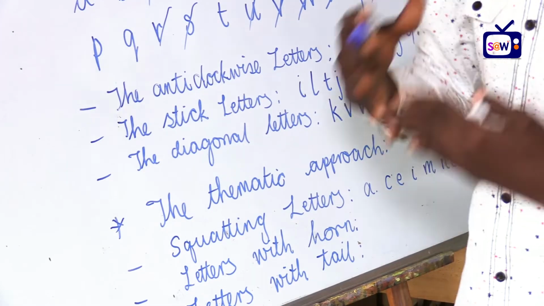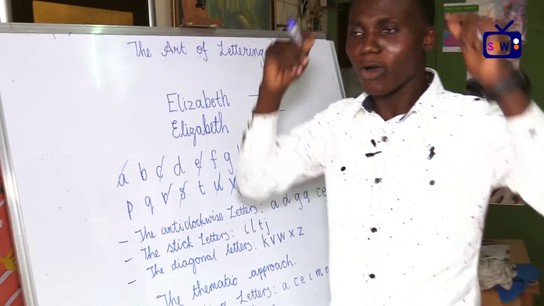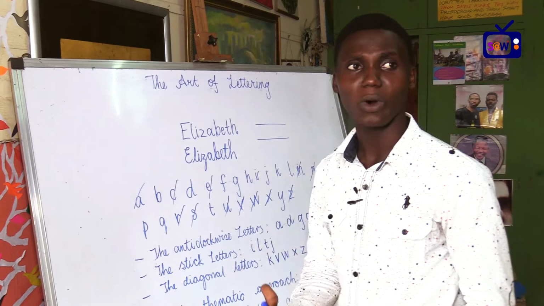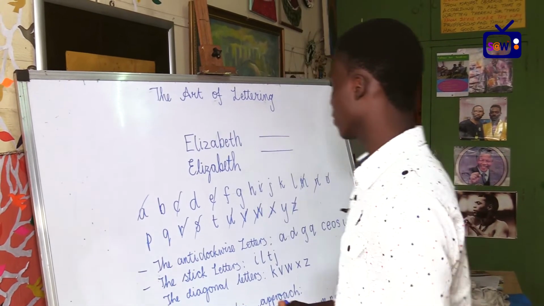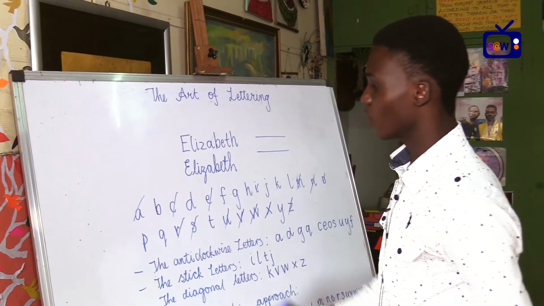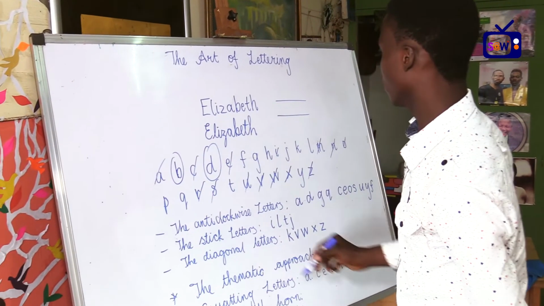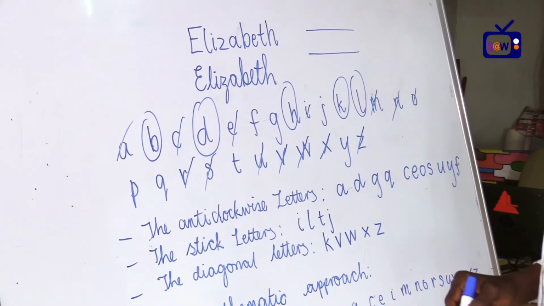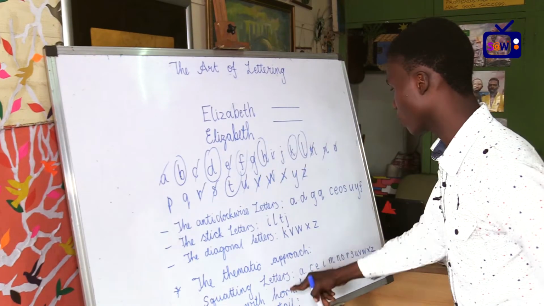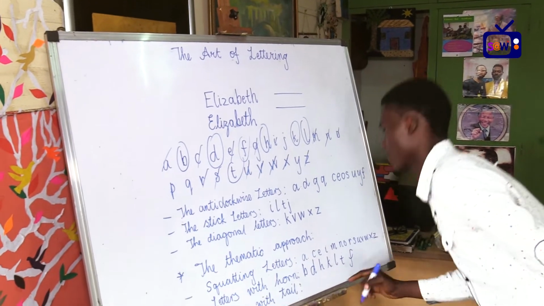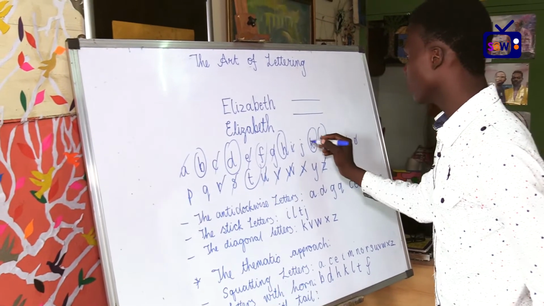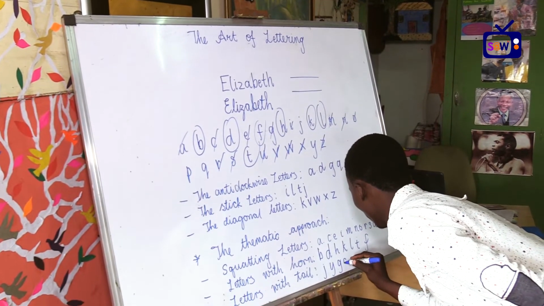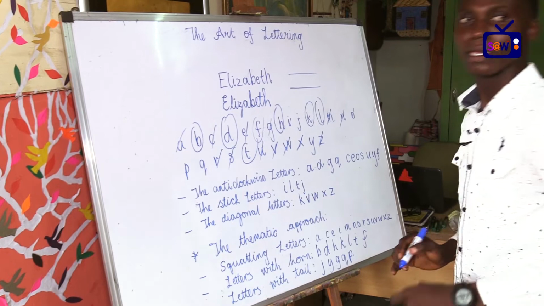We now move to letters with on. Like we all know, letters with on means something at the top, and they can also be called upper extension letters. You can identify them here. We have B, D, H, K, L. F is also part of letters with on, sorry. Now we go to letters with tail. We have J, Y, G, Q, and P.